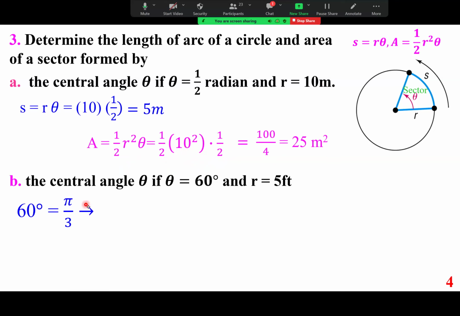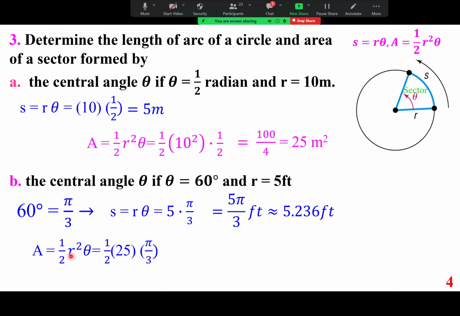Sixty degrees is pi over 3 because it has to be in radians. S is r theta, r is 5 feet, times pi over 3 is 5 pi over 3 feet precisely, and a rough estimate with decimal. If they don't ask you for that, you have to go with the exact answer, always the exact answer, unless they ask you for a decimal representation. Area is 1/2 r squared times theta, and r is 5, so r squared makes it 25, so that means 25 pi over 6 precisely, roughly 13.090 square feet.